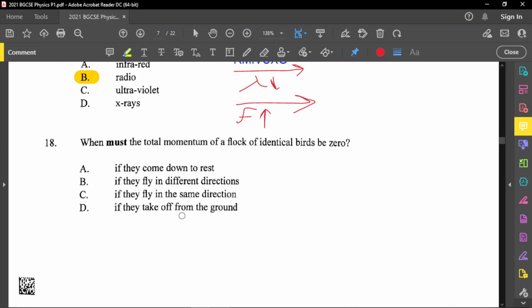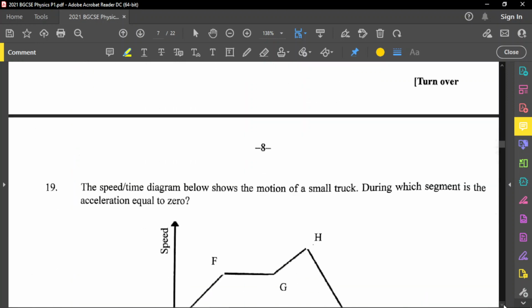And so therefore, A seems the correct answer right there. If they're flying in different directions, no. If they're flying the same direction, no. If they take off from the ground, no. Once there's no velocity, there's no momentum. All right, just to make a note of that.